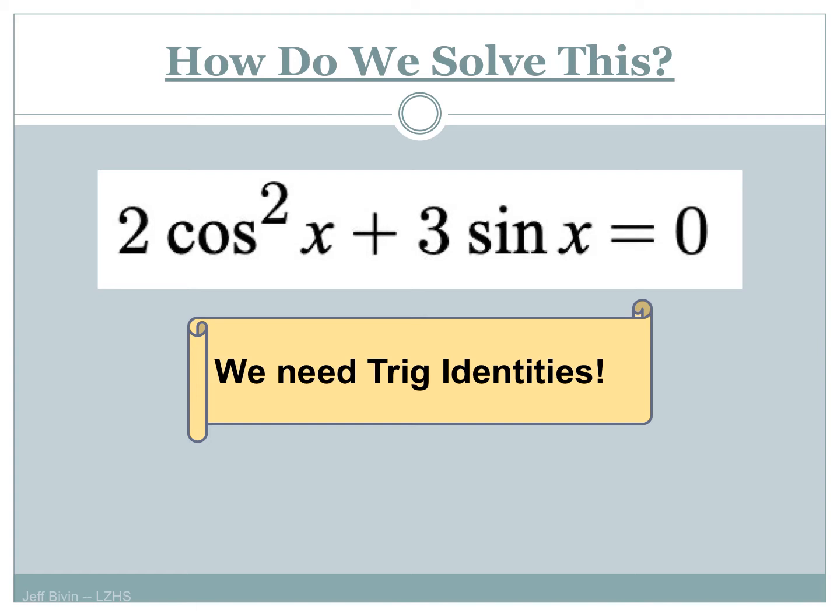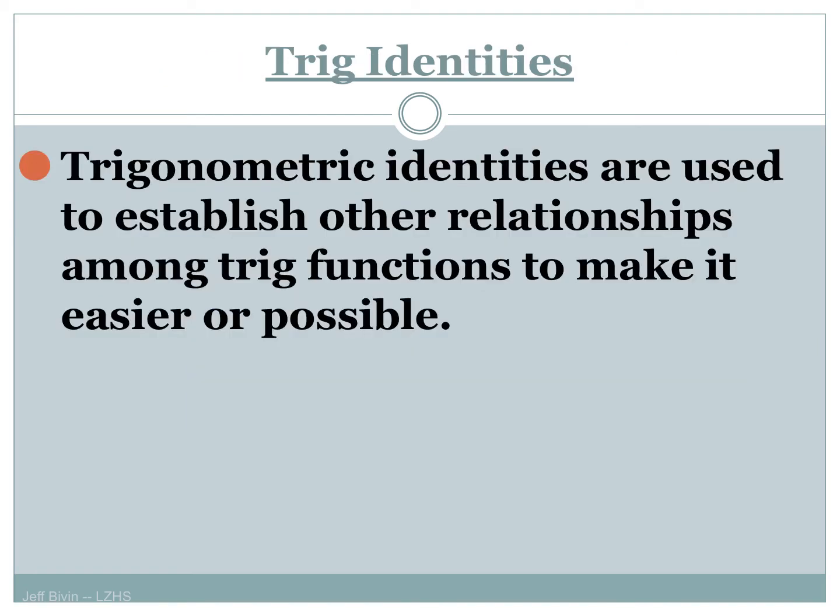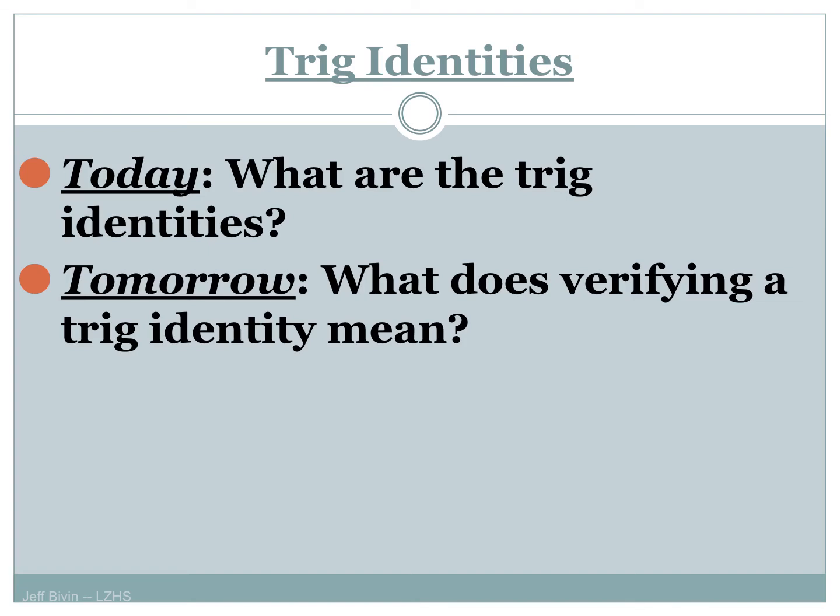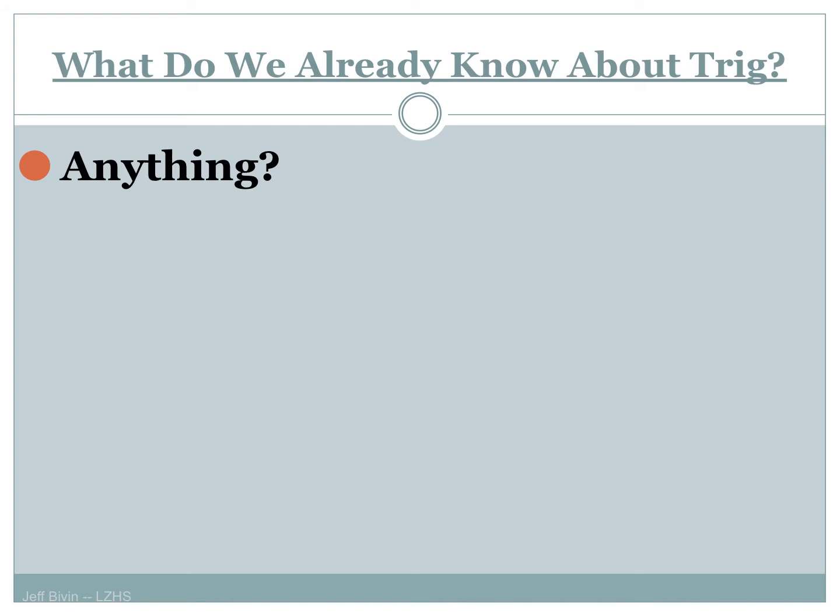We're going to start to use trig identities. So trig identities are used to establish other relationships among trig functions to make it easier or possible to substitute things in and make them able to be simplified further, then eventually solve. So today we're going to learn trig identities, and the next class we'll talk about what verifying a trig identity means.